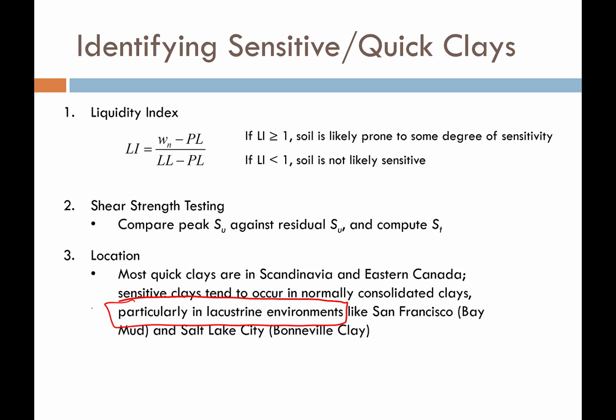So lacustrine deposits are deposits of clays or silts in still or slow-moving bodies of water. So this might be like San Francisco Bay. San Francisco Bay is famous, or maybe I should say infamous, for bay mud. It's some pretty nasty, gooey stuff. Salt Lake City has the Bonneville clay. It's not terribly sensitive, but there are places, especially if it gets some fine sand particles in it, it can behave sensitive.